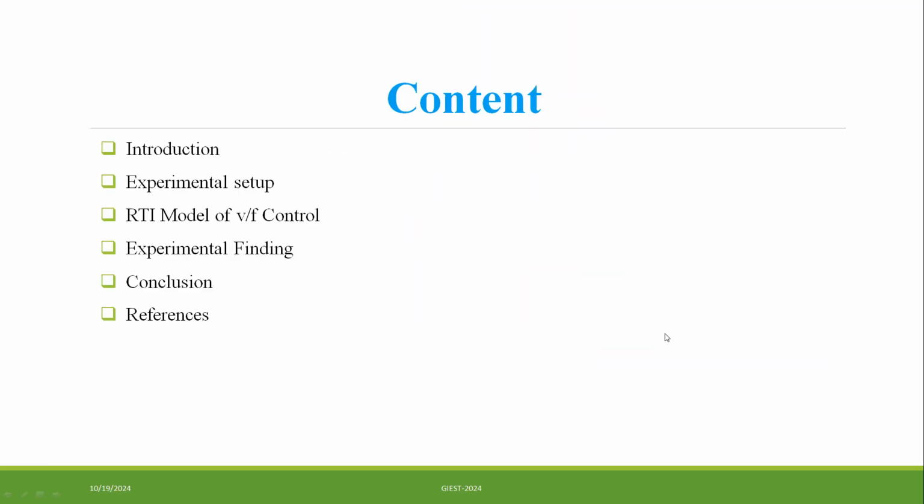Contents: Introduction, Experimental Setup, RTI Model for VYF Control, Experimental Findings, Conclusion, References.